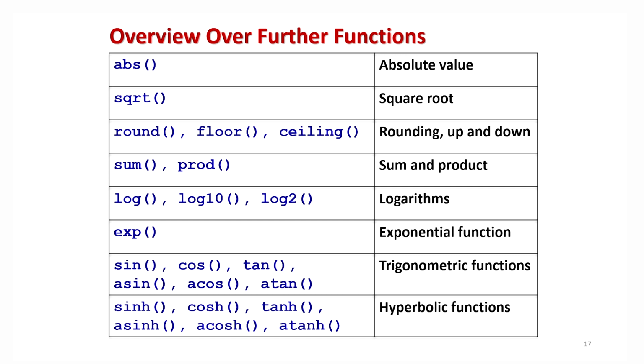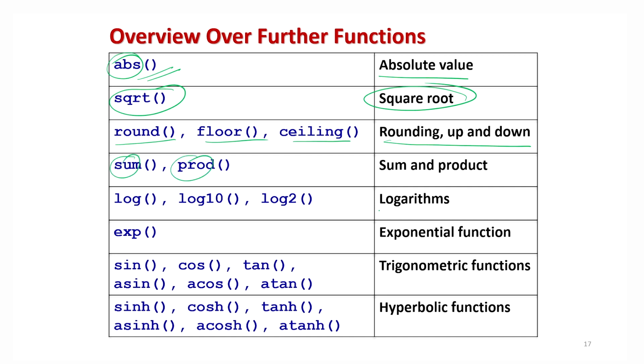Similar to minimum and maximum, we have many other functions. If you want to find the absolute value, there is a function ABS. If you want the square root, the function is SQRT. For operations like rounding up and down, there are round, floor, ceiling, etc. If you want to find the sum and product of the numbers inside the data vector, you can use the commands sum and prod.